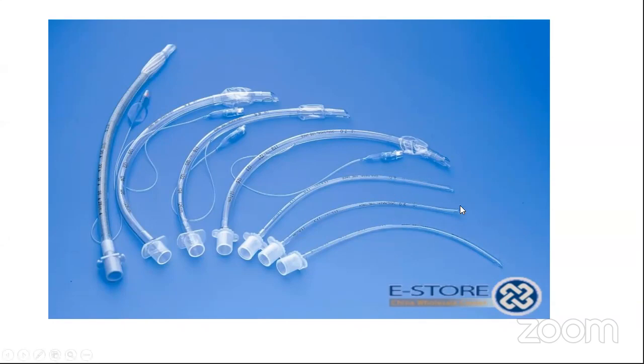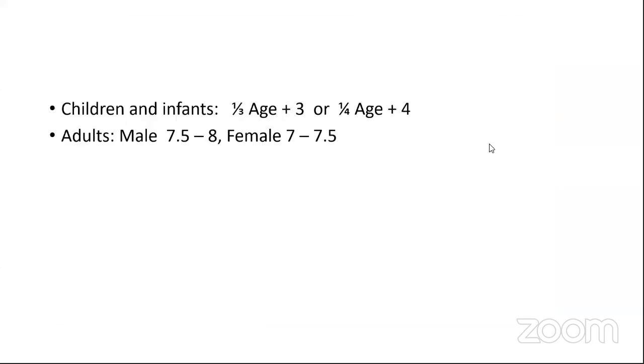Pediatric tubes do not have a cuff. As you can see, these are the cuffs in the adult tubes. The pediatric tubes don't have cuffs, because the cuff, when it is inflated, especially with high pressure, causes necrosis and injury on the inside of the trachea in children. Now, choosing the proper size of the tube.